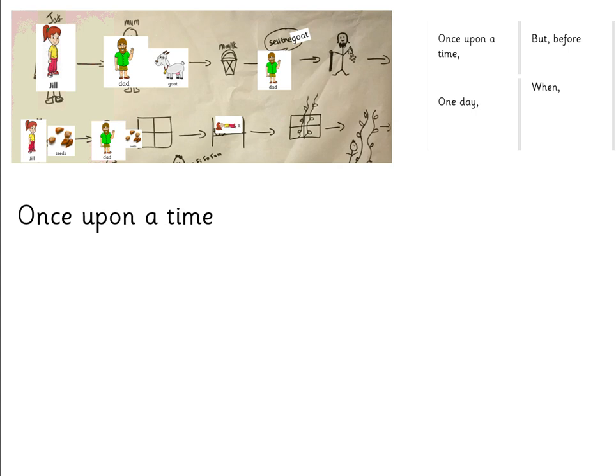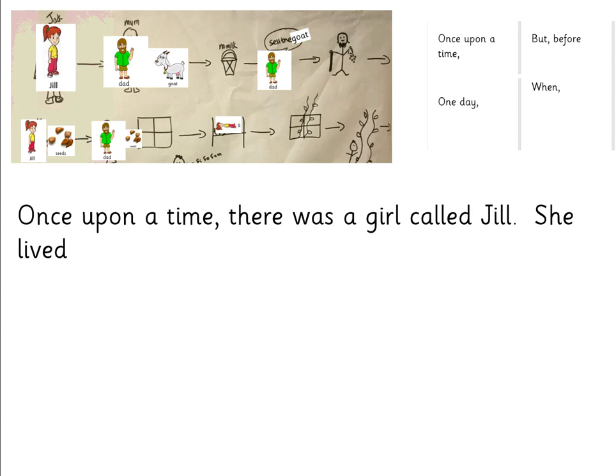Once upon a time, there was a girl called Jill. Full stop. She lived, and I would say she lived with her dad and with her pet goat. So do you see? And then I would go, one day, the goat, Ermentrude, no longer produced any milk. Dad said, sell the goat. And so sell the goat and go to market to do so.